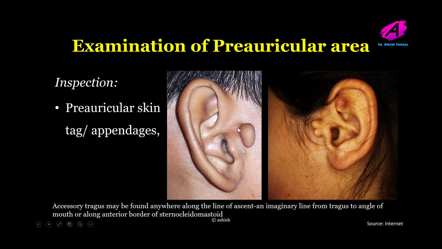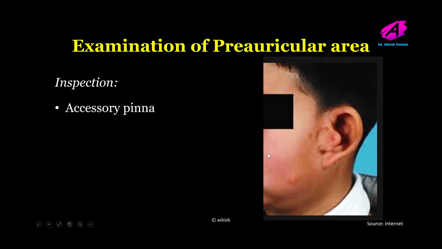So the difference between preauricular skin tag and accessory pinna is preauricular skin tag will include only skin or muscular tissue, whereas accessory pinna will have cartilage in it. So that is how you differentiate between these two conditions. So here you can see accessory pinna is present.